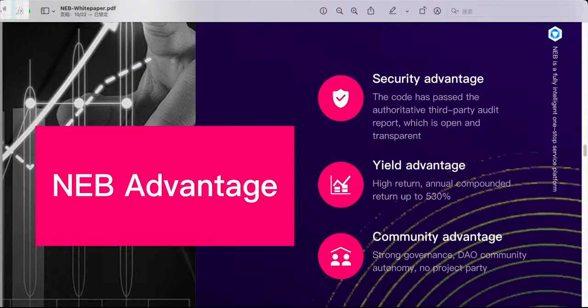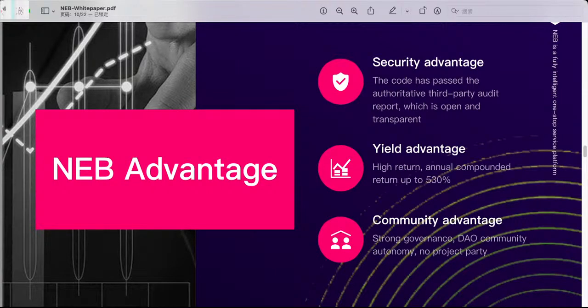And the second one is the yield advantage. As I said before, for the annual return, you guys can have very high compounded returns. And also the whole project is driven by the DAO, and so that's why there is no third party, and the DAO community will organize the whole project. So it is a very Web3 project, and people can join in the governance of the whole project, as long as you hold the token and also the NFT for the whole project.